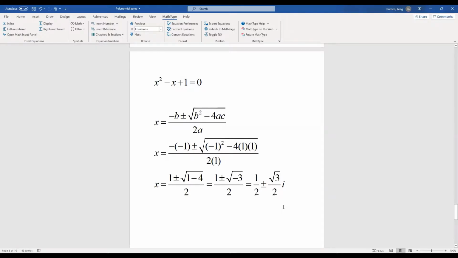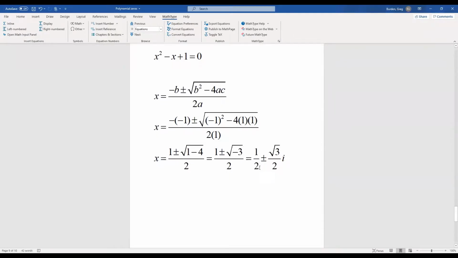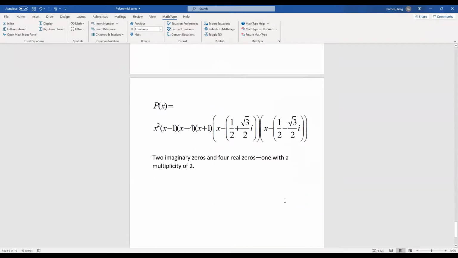And it turns out that for the sorts of polynomials we're working with, if one complex number is a 0, then its conjugate will also be a 0. Okay, so if I take those, I can then really complete the factorization. P of x is equal to the x squared we already saw, times x minus 1 times x minus 4 times x plus 1. We had all those previously also. And the quadratic, I actually factored it here.